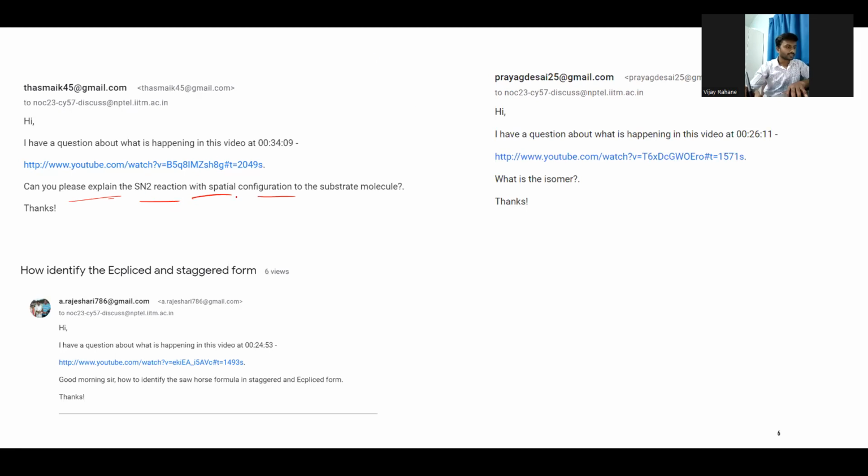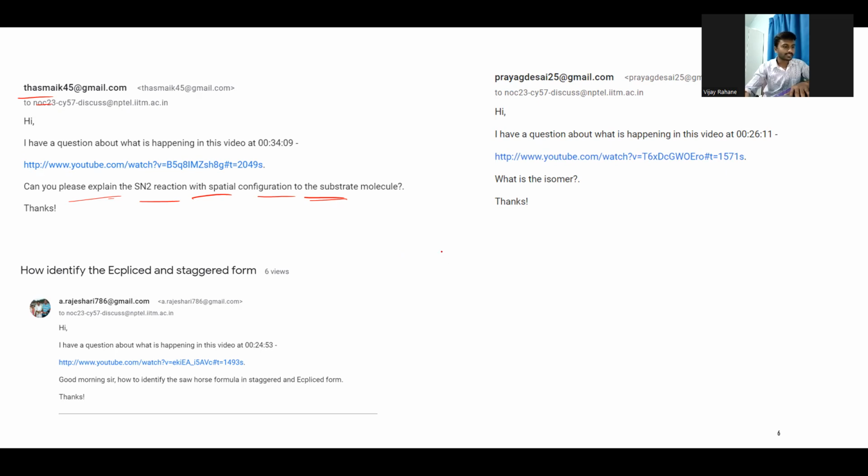So this SN2 reaction with the special configuration to the substrate molecule. We'll see what is the question. So probably this person wants to know about the SN2 reaction with the spatial configuration. For the SN2 reaction, I will just show what you mean by SN2 reaction.